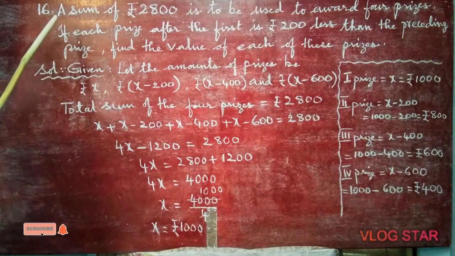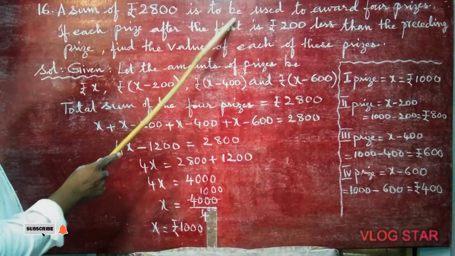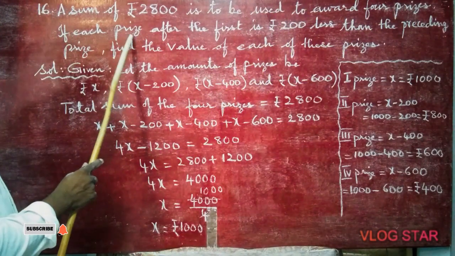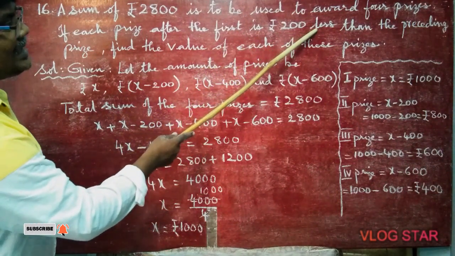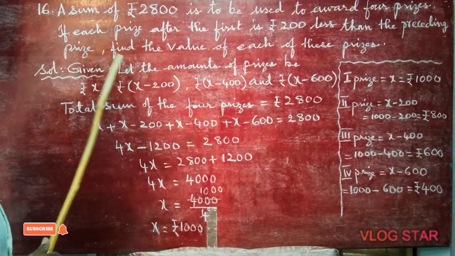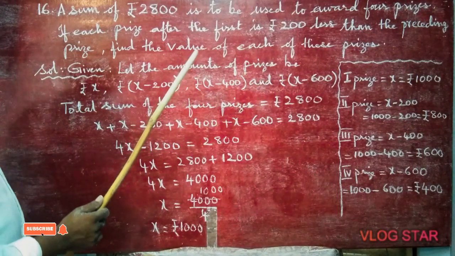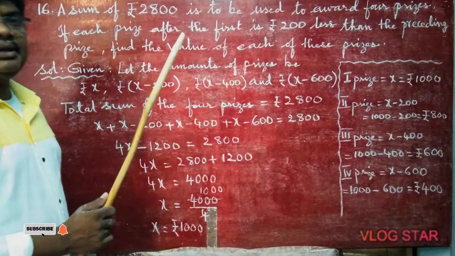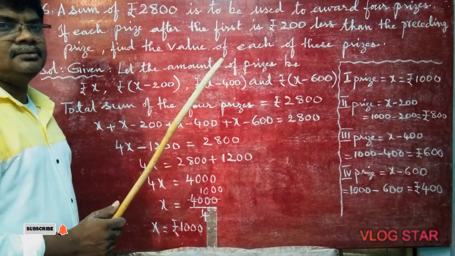Sixteenth problem. A sum of rupees 2,800 is to be used to award 4 prizes. If each prize, starting from the first, is rupees 200 less than, underline this word, less than the preceding prize, find the value of each of these prizes. We have to buy 4 prizes: first prize, second prize, third prize, and last consolation, you think.